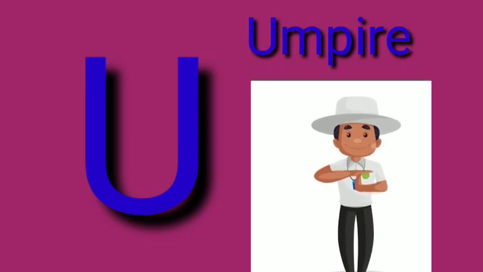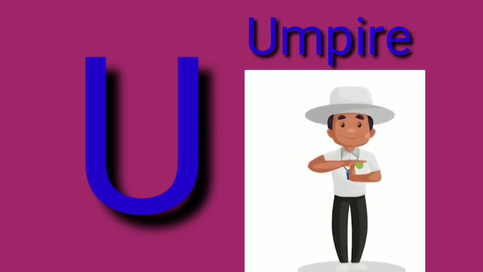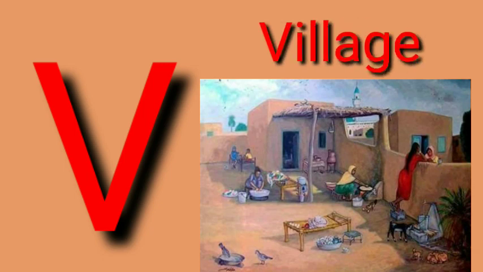U for umpire. U-M-P-I-R-E, umpire. V for village. V-I-L-L-A-G-E, village.